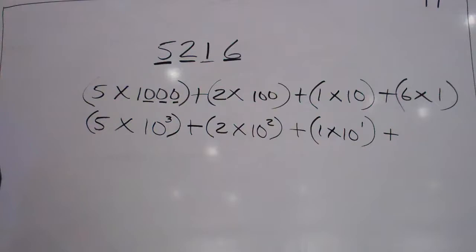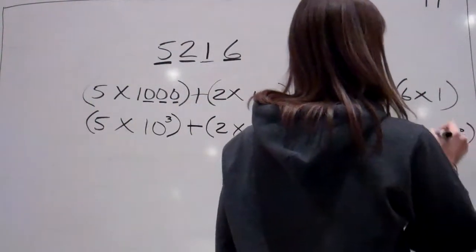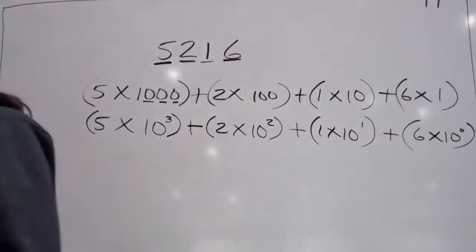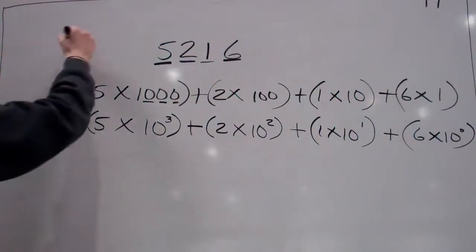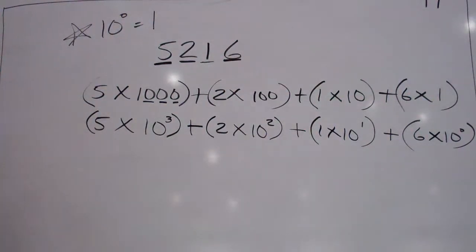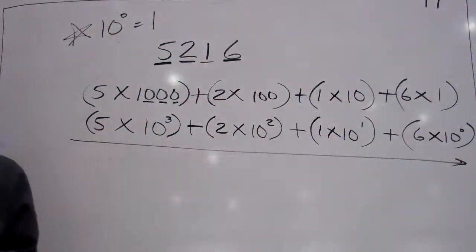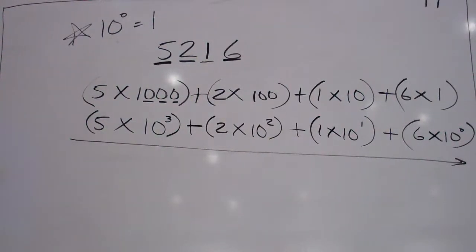Okay, and so what happens? 6 times 10 to the 0. 10 to the 0 equals 1. You need to write that down. 10 to the 0 equals 1 whole. Or 1 whole equals 10 to the 0. Okay? That's kind of hard to understand unless you do it all the way and then it makes sense. Right?